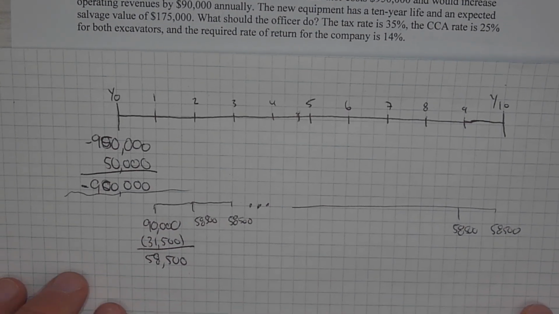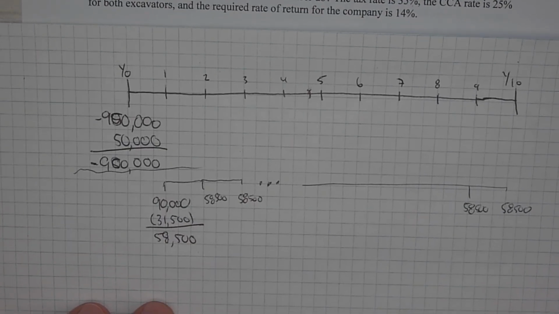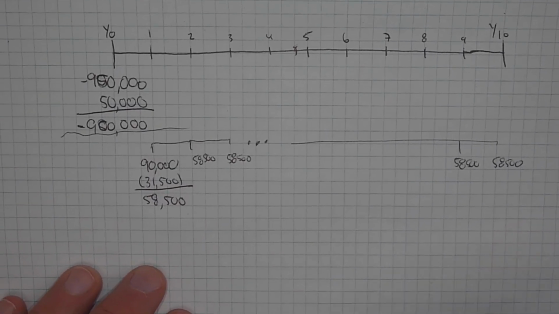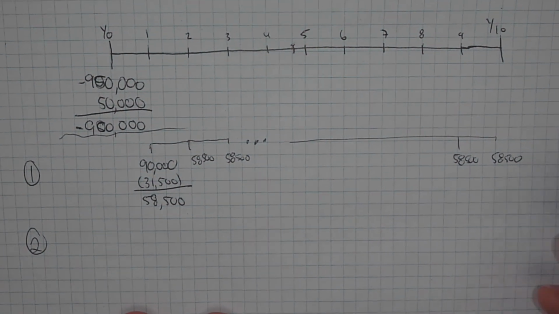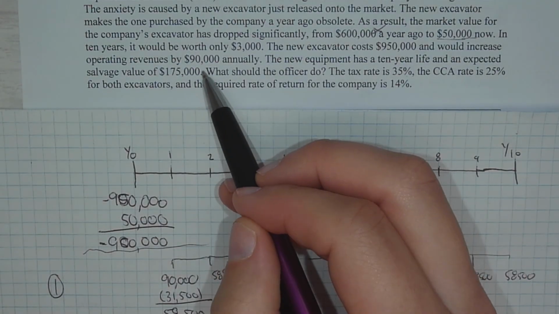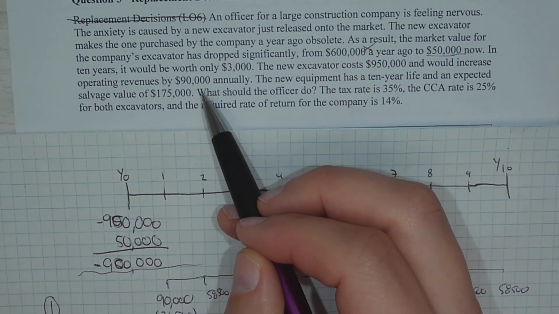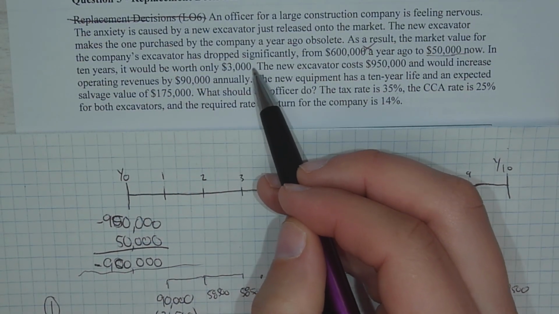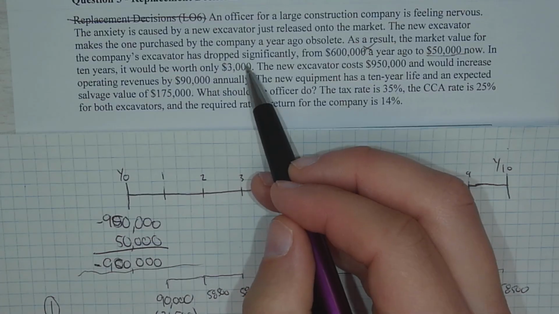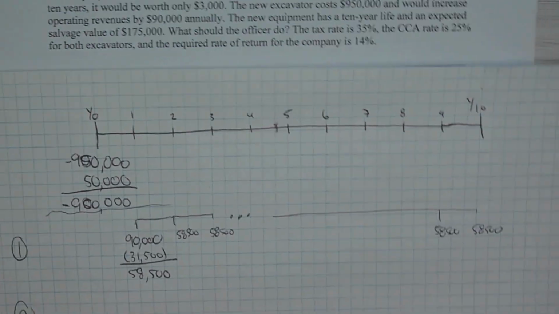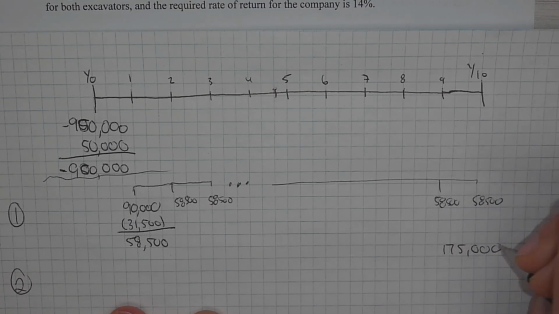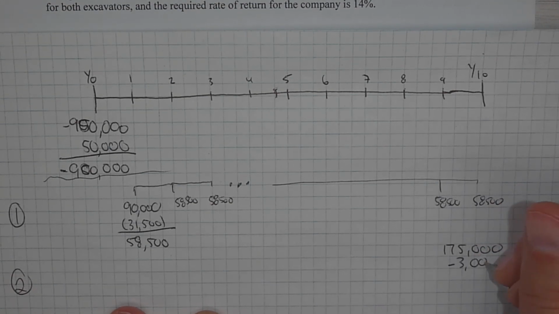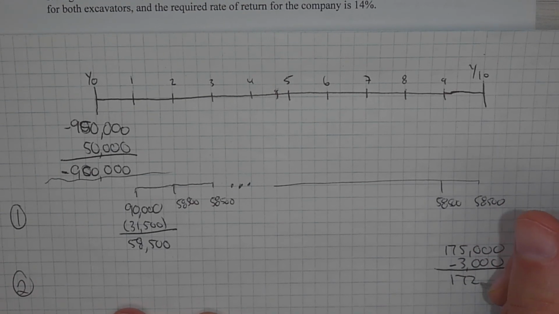Now, that is the first one, number 1. Our second part of this is our residual value. So we're going to sell it for $175,000 at the end of it, salvage it. And we could theoretically salvage our old one for $3,000. So this is an opportunity cost. So this 175 minus 3,000 brings us to $172,000 salvage value.